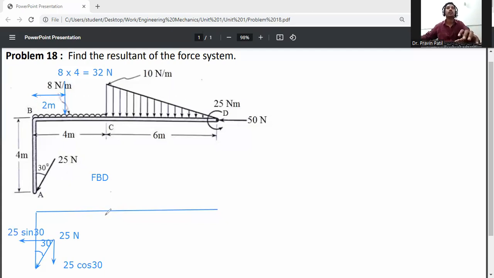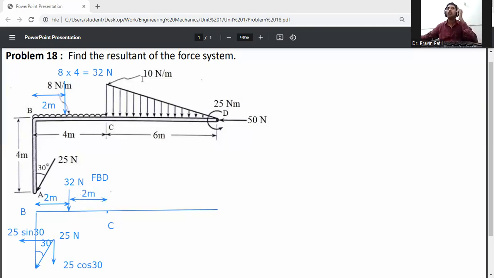So just draw here. This is point B and this is point C. The point load of 32 Newton is acted at the center of BC, 2 meter from B and 2 meter from C.